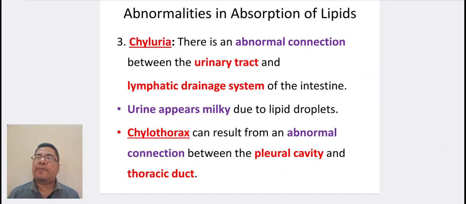Coming to chyluria, there is an abnormal connection between the urinary tract and the lymphatic drainage system of the intestine. Urine appears milky due to the lipid droplets. Coming to chylothorax, it can result from an abnormal connection between the pleural cavity and thoracic duct.